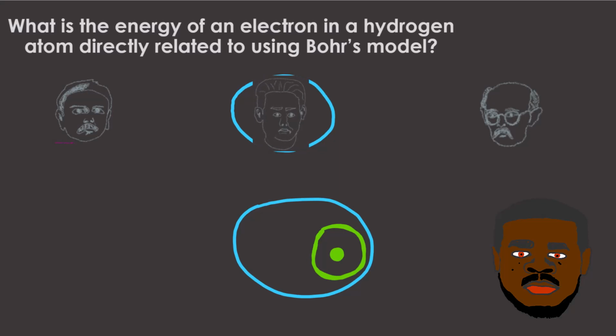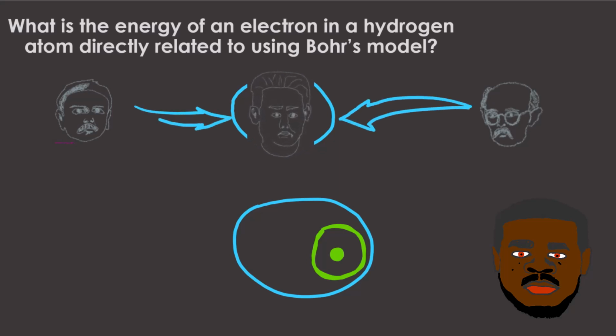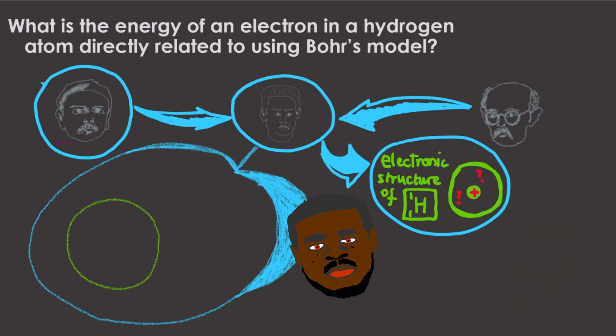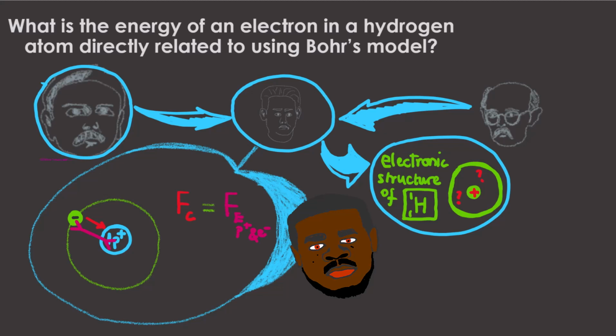Bohr in 1909 combined both conclusions to investigate the electronic structure of a hydrogen atom. First, Bohr applied Rutherford's model of an atom to hydrogen, which is a proton that is positively charged at the nucleus center and an electron orbiting around the nucleus. Bohr concluded that the centripetal force acting on the electron equals the force of attraction between the electron and the nucleus.